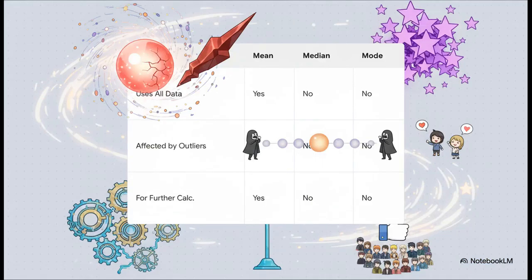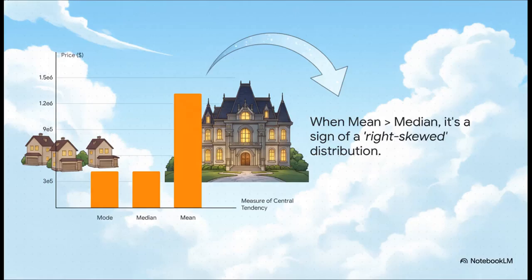The mean listens to every single data point, which is why it gets swayed by those dramatic outliers. The median just focuses on the one value in the dead center, ignoring the noise from the extremes. And the mode just cares about popularity. What's the crowd favorite?